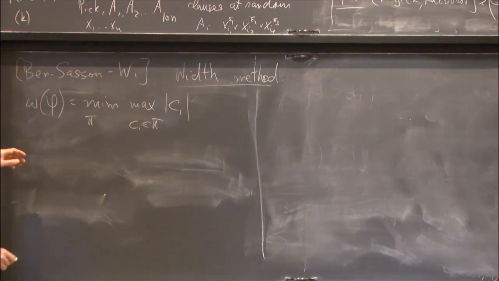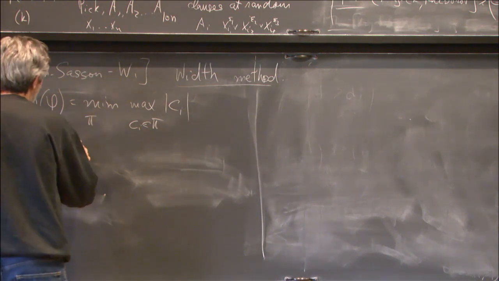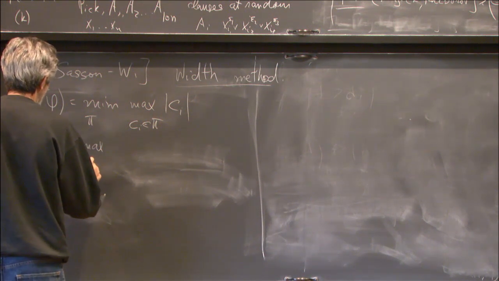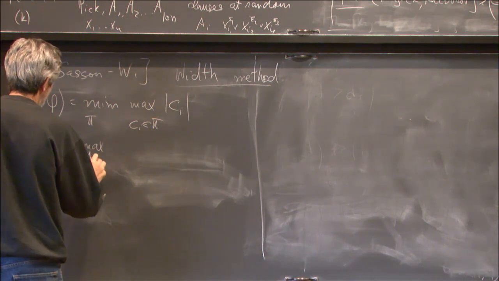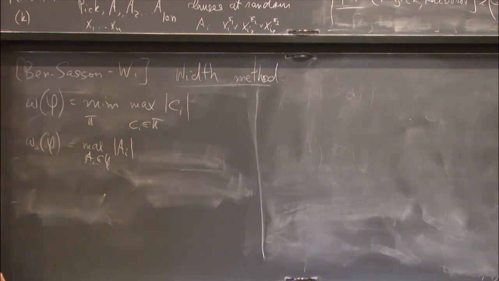Okay, so I don't want to bother now with what we do call, I guess, W0. This is just the maximum of the widths of the axioms Ai. We are going to prove lower bounds on the width. We are going to show that every proof must have big clauses in them.